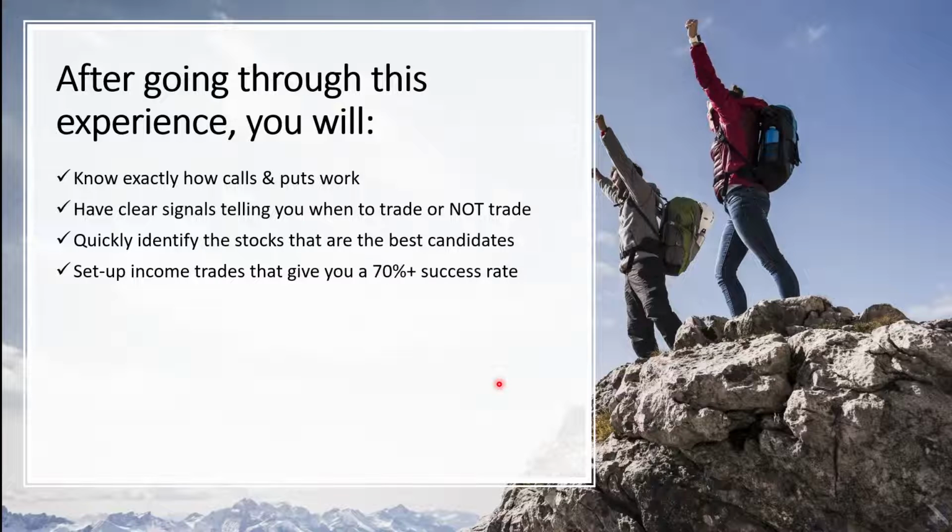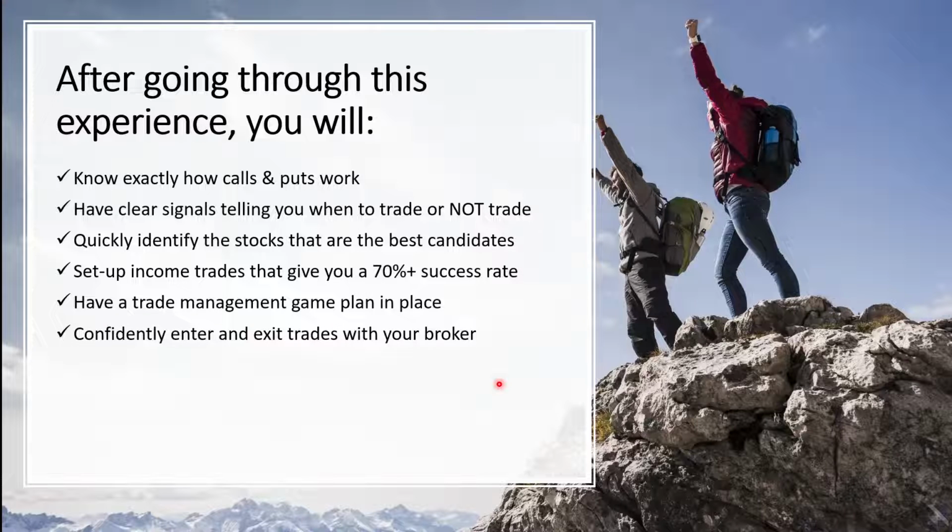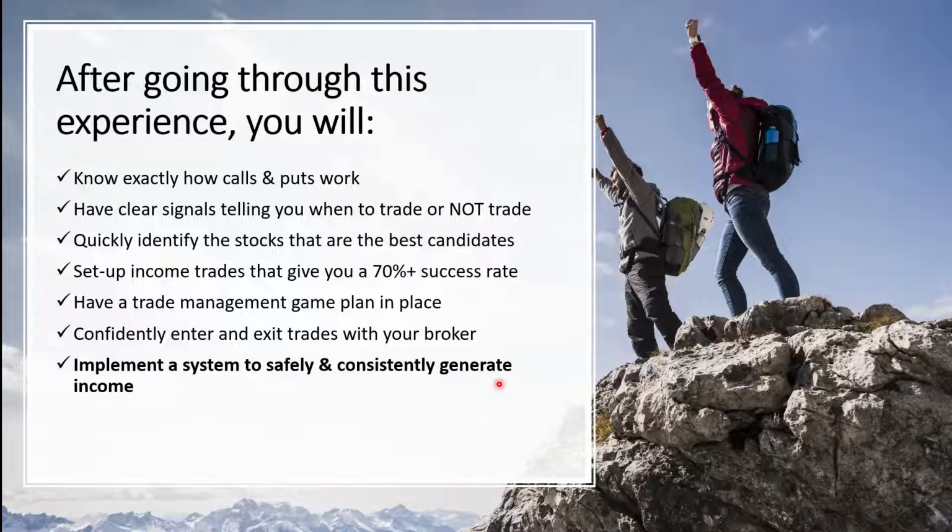We're going to set up income trades that give you a 70% chance of success based on probability. It's a statistical chance. You're going to have a trade management game plan in place prior to placing your trade. That way you know how to handle any situation the market throws at you. You're going to be able to confidently enter and exit trades with your broker like you're a pro, whether it's your first trade or your 500th. You're going to implement a system that generates income safely and consistently.